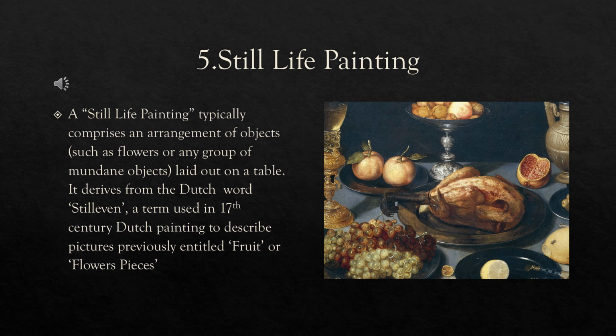Fifth is still life painting. A still life painting typically comprises an arrangement of objects such as flowers or any group of mundane objects laid out on a table. It derives from the Dutch word stilleven, a term used in the 17th century Dutch painting to describe pictures previously entitled fruit or flower pieces.